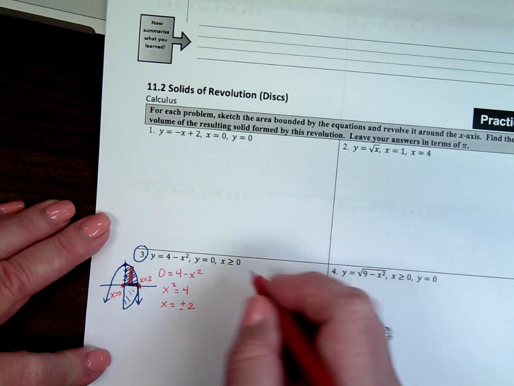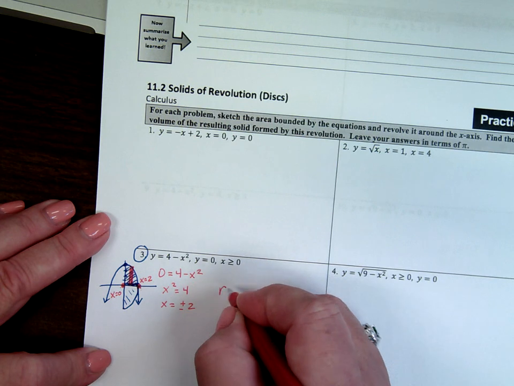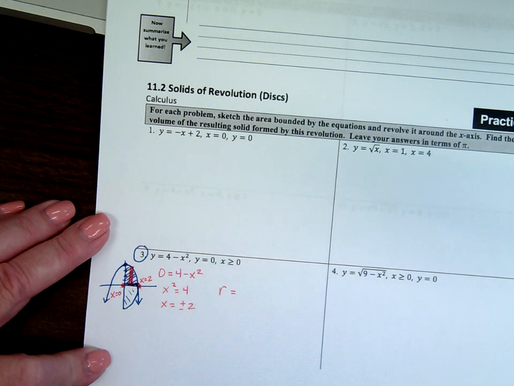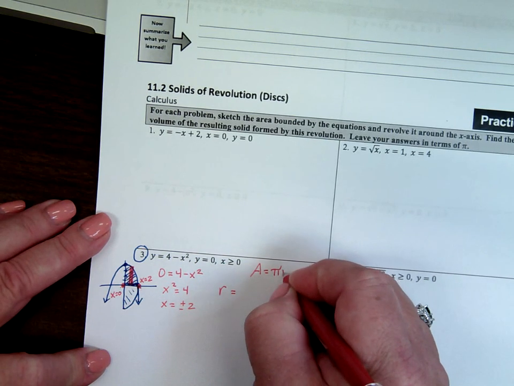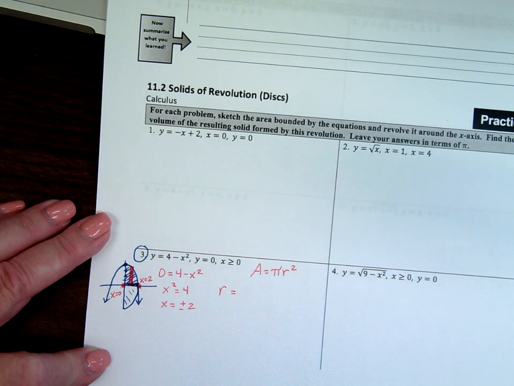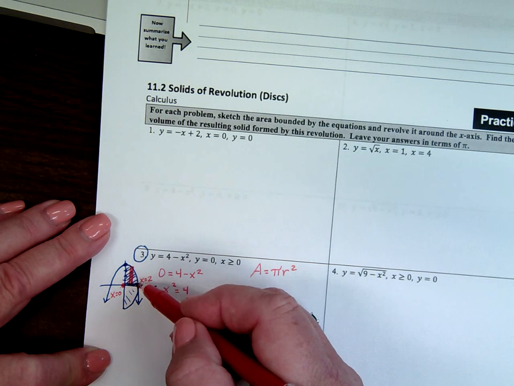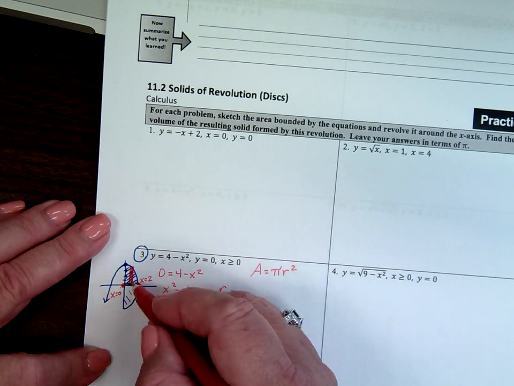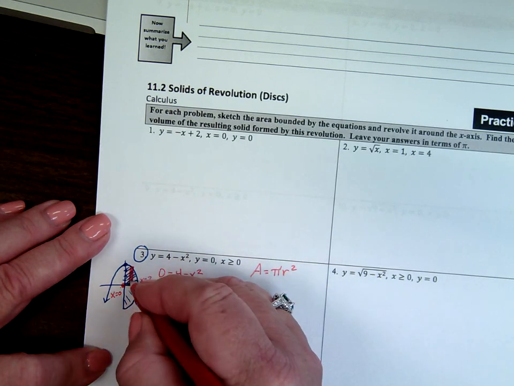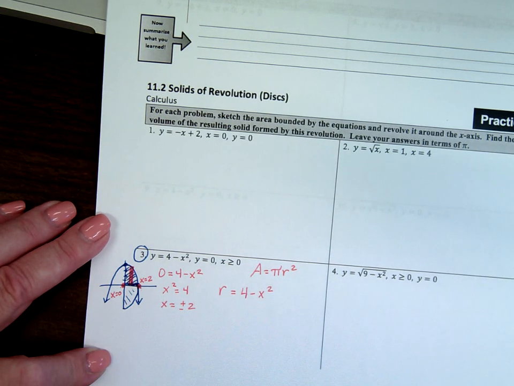Okay, so the question is then, what's the radius? Because remember, we're taking the integral of an area of a circle, which is pi r squared. So what's the radius? The radius is coming from your representative rectangle. The top of your rectangle hits the parabola, 4 minus x squared. The bottom hits 0. So the radius of each of these circles is whatever that rectangle length is, and in our case, that's 4 minus x squared.